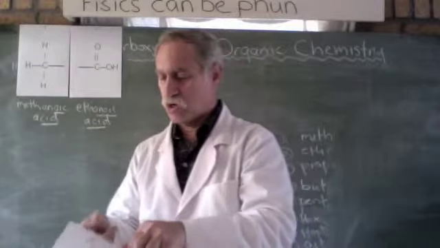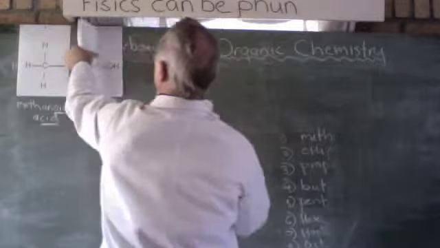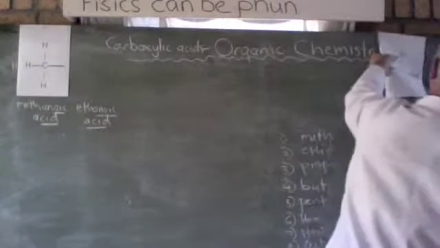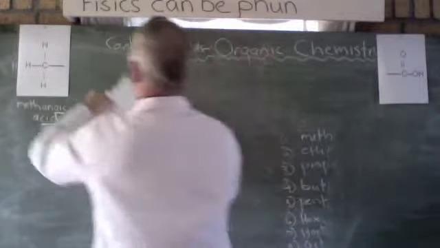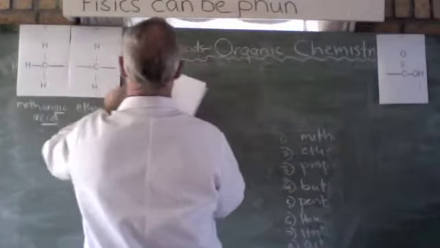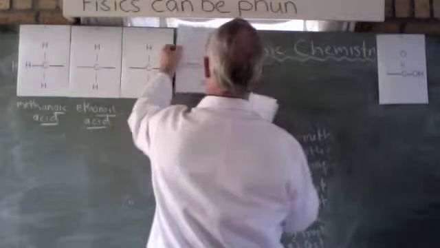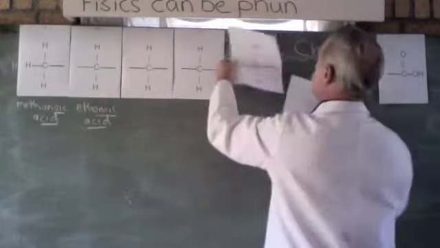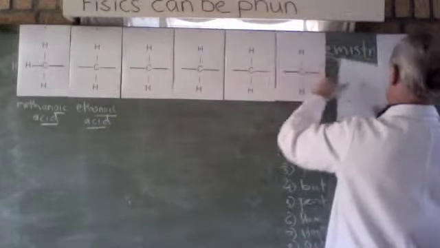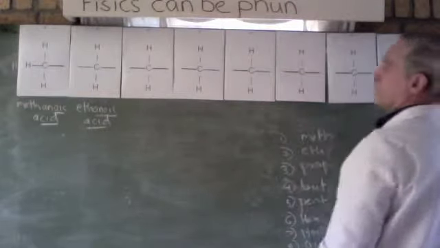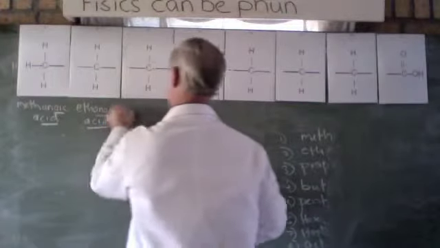And so we could continue on. Let's put this right on the end. And let's just put carbons in between and just make a nice long chain ending in a carboxyl group. And there we go. So what would that be called? Propanoic acid.